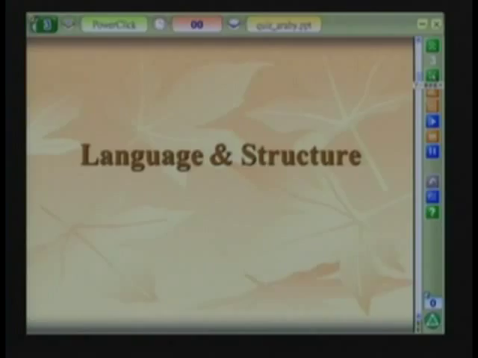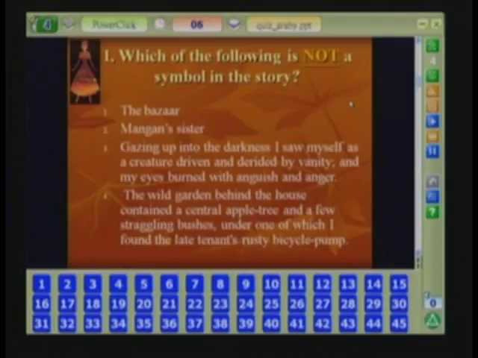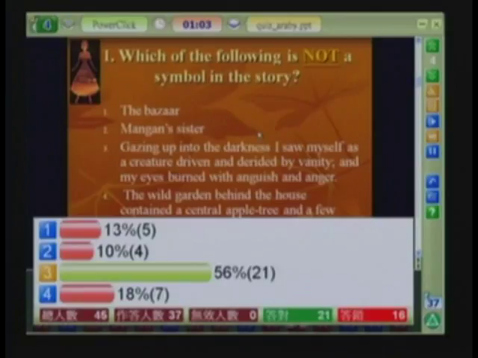Let's begin our quiz. The first part of our quiz will be about language and structure of Araby. Which of the following is not a symbol in the story? Yes, the bazaar is symbolic of the goal, the object of the boy's quest. So is Mangan's sister. The two things are combined, okay? And of course, both of them contain a mixture of meanings. You know, the spiritual, the commercial, the trivial, the superficial, etc.